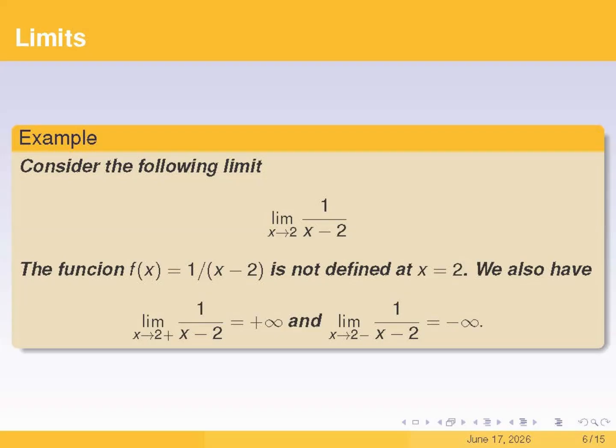On the other hand, when looking at the right-hand limit, as x approaches 2 plus, we must consider x staying always greater than 2 as it gradually moves closer and approaches 2. Since x is always greater than 2, x minus 2 will be positive, so the limit will be positive infinity. This example clearly demonstrates that the left-hand and right-hand limits are not equal.